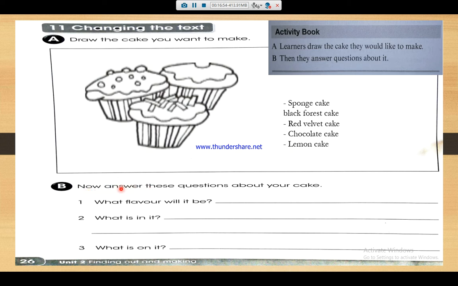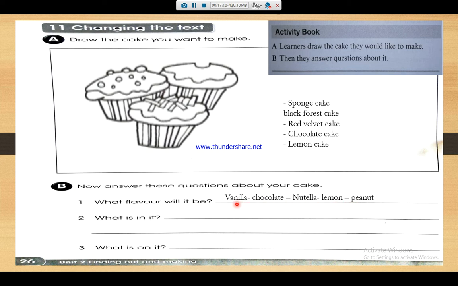Now answer these questions about your cake. Number 1, what flavor will it be? What flavor will it be? You need to choose only 1 or 2 words from these words. I have here some suggestions for you.